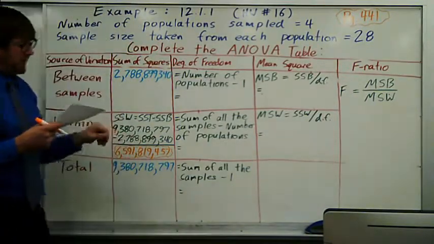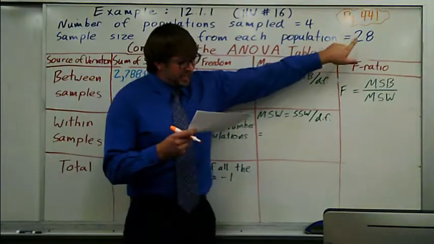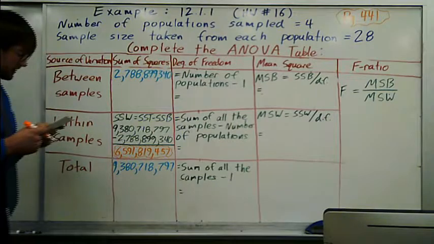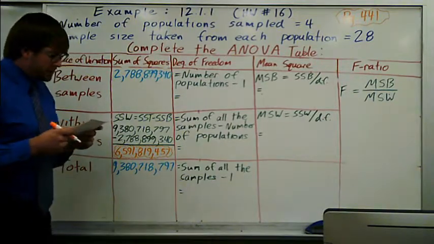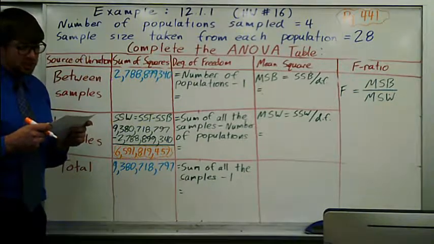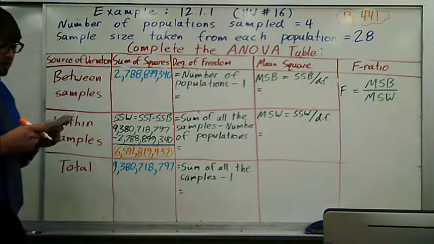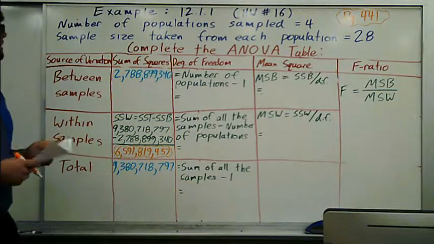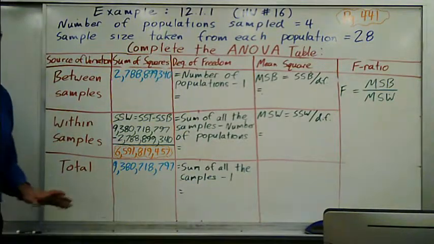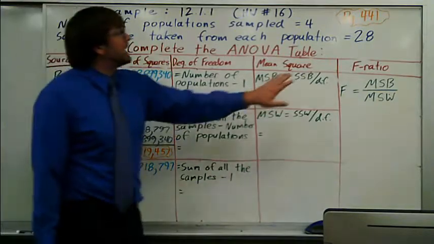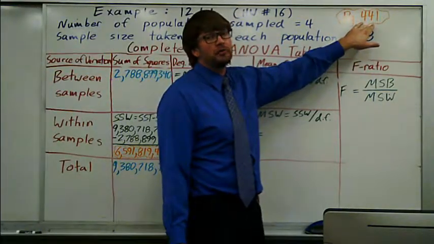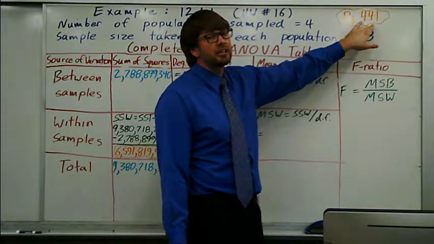A random sample of 28 subscribers is taken from each of the 4 service providers, and annual household income for each subscriber was recorded. A partially completed ANOVA table for the analysis is below, and the first thing we want to do is just fill out this table. Now, first thing I want to mention is that this table and all of the definitions are on page 441 of your textbook. You might want to take a look at that.